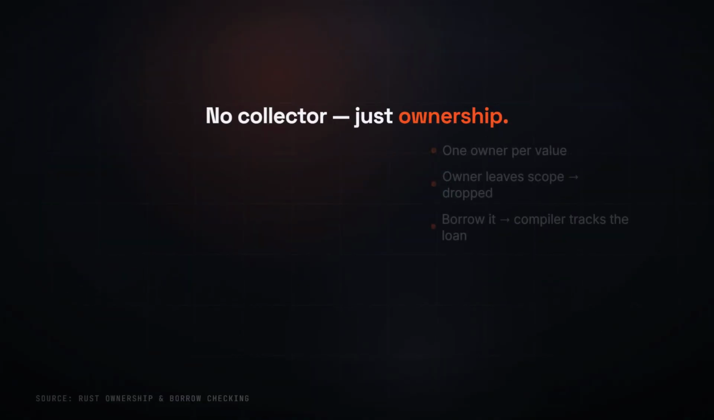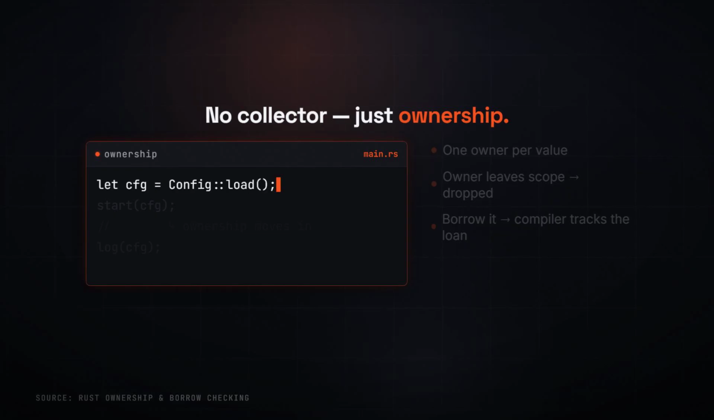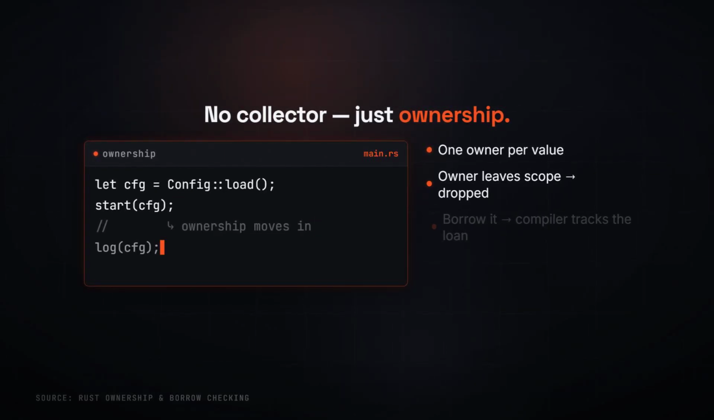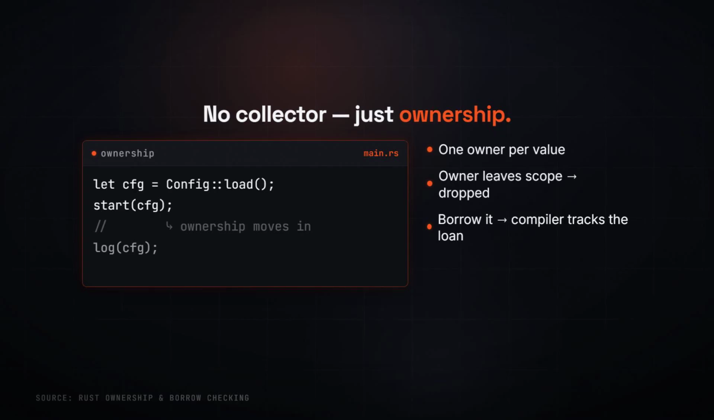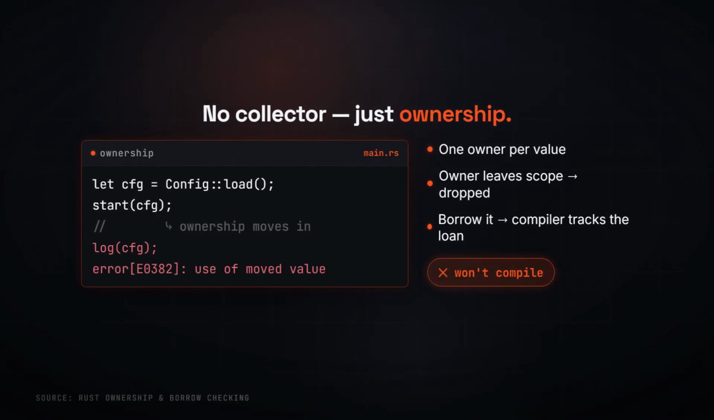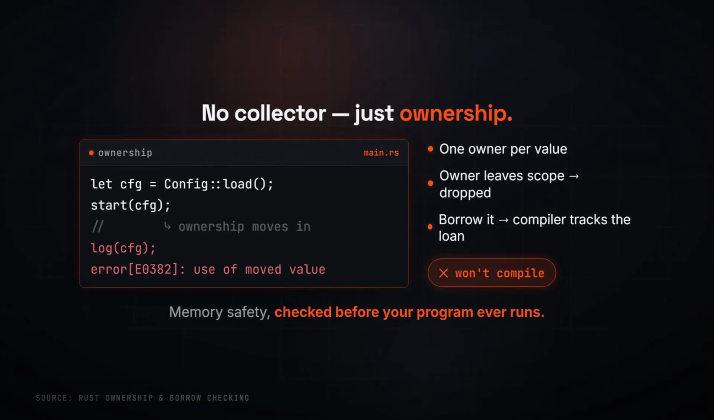How does Rust free memory with no collector? Ownership. Every value has exactly one owner. When the owner goes out of scope, the value is dropped, freed on the spot. Borrow it, and the compiler tracks the loan. Try to touch something after it is gone, and the code simply will not compile. Memory safety. Checked before your program ever runs.